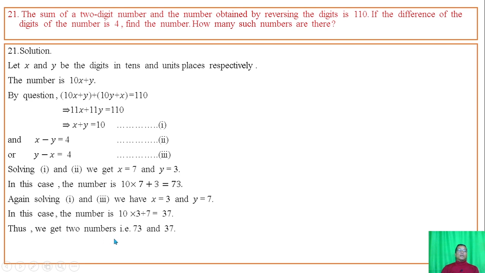Thus we get two numbers, that is 73 and 37.